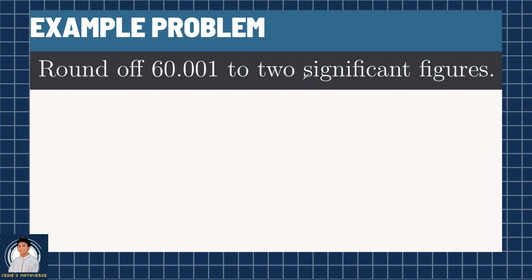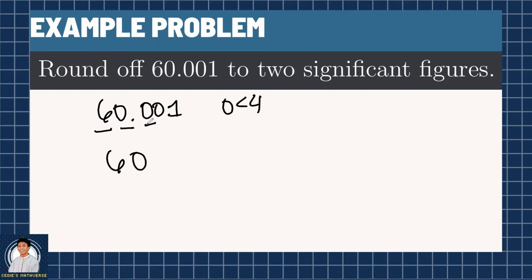Now, here is an example problem that seems a little more interesting than the other two. So the problem is round off 60.001 to 2 significant figures. So we count as usual. 1, 2, these are 2 significant figures. But when we round this off, we get 60. 0 is less than 5, which is the third digit. So we round down or retain.